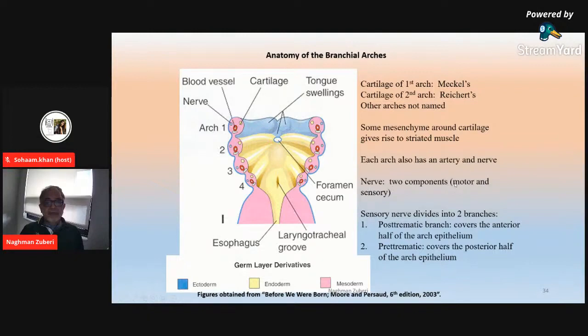The nerve has two components, motor and sensory. The sensory nerve divides into two branches. The post-trematic branch covers the anterior half of the arch epithelium, and the pre-trematic branch covers the posterior half of the arch epithelium. Here, the color tells us which part is coming from the ectoderm, which part from the endoderm, and which part from the mesoderm.